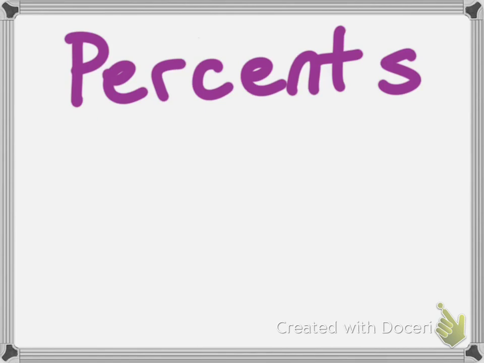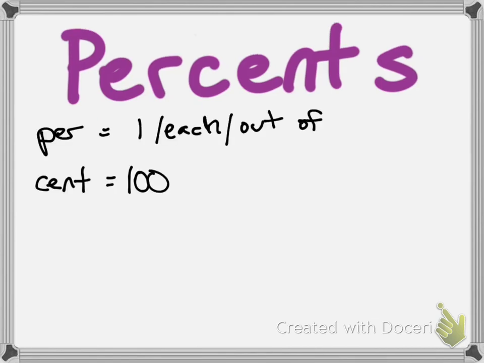What about percents? What do we know about percents? So percents, per means one, each, out of. If I said I have one desk per student, that means each student gets their own desk. One student, one desk. Cent means 100. In different languages, cent means 100. For example, in Spanish, I believe. In English, after 100 years, it's called a century. There are 100 cents in $1.